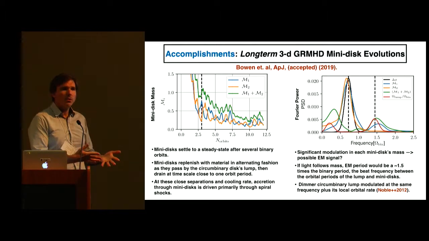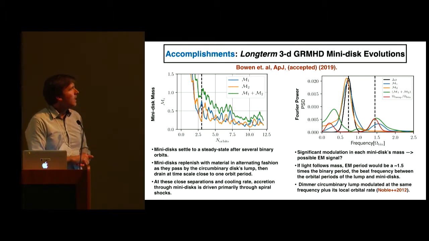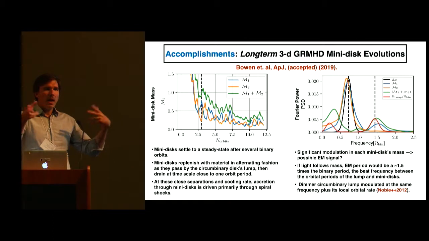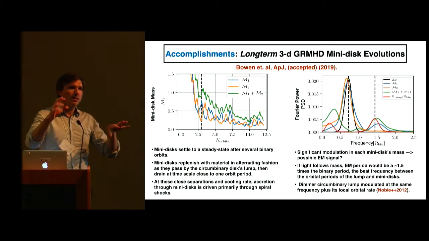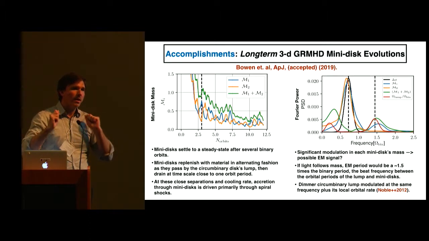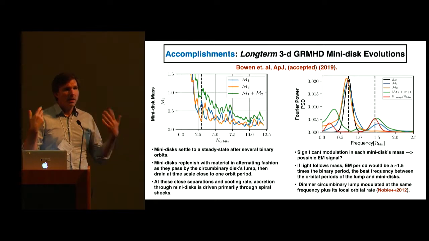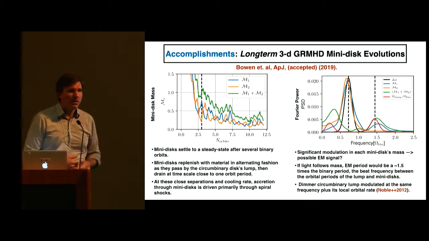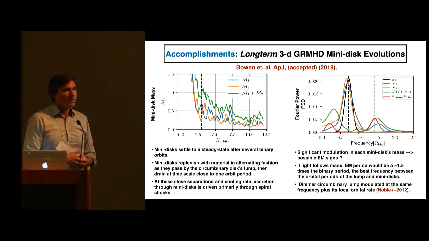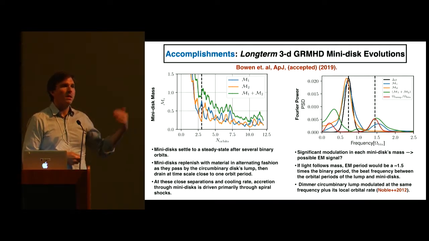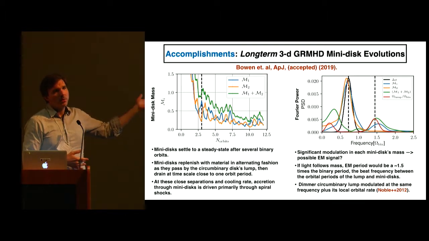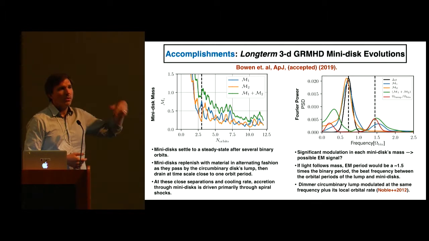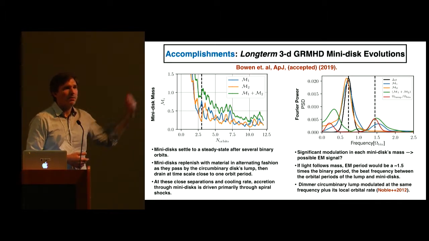And we can take the Fourier transform of this, and we see that indeed what happens is there's a great deal of fluctuation at the beat frequency between the binary frequency and the orbital frequency of the lump. And so this is a non-trivial consequence of the MHD dynamics. You would think that maybe a periodic signal would be just equal to the binary orbit, but it's actually some factor of the binary orbit. So you need to do these simulations to understand the orbital timescale so that you can connect to the orbital aspects of the binary.